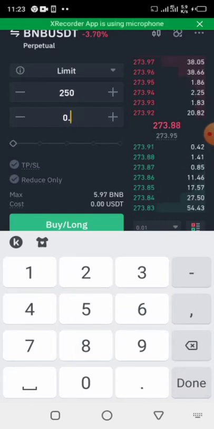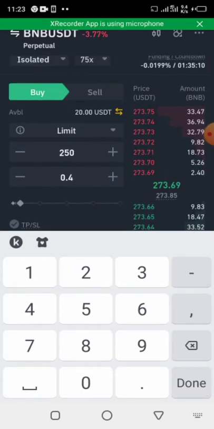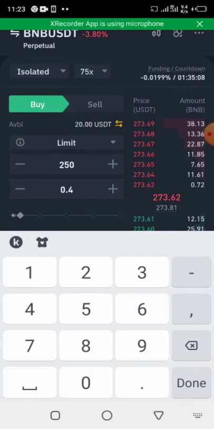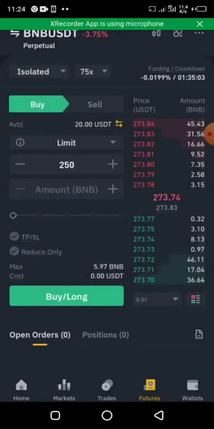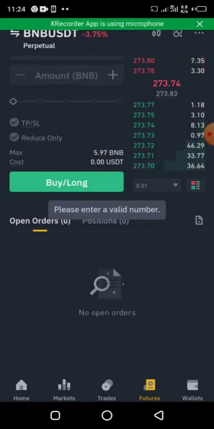Yeah, let me buy with 0.4. Let's assume I want to buy this USDT when it gets to 250 at 0.4, and I'm using a leverage of 75. Now let me click on buy.